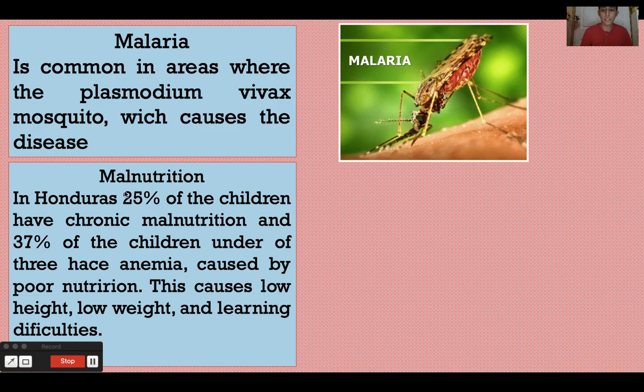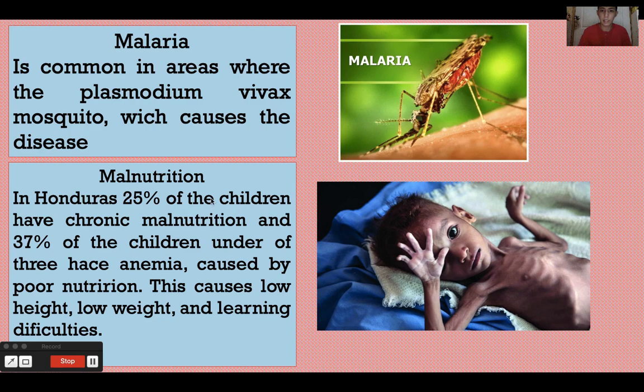Another one is malnutrition. What is malnutrition? Sorry. In Honduras, 25% of the children have chronic malnutrition. Listen, 25% of the children in our country have malnutrition or chronic malnutrition, and 37% of the children under 3 years have anemia caused by poor nutrition. This causes low height, low weight, and learning difficulties.